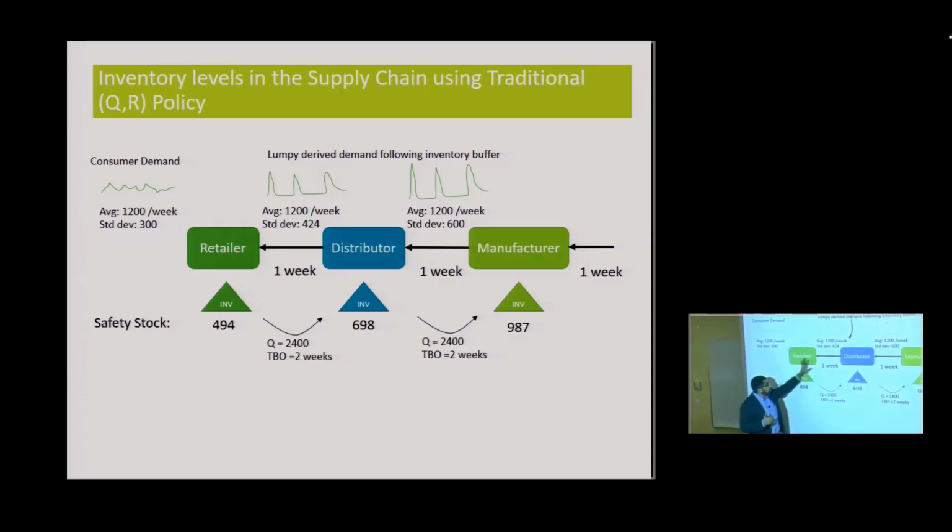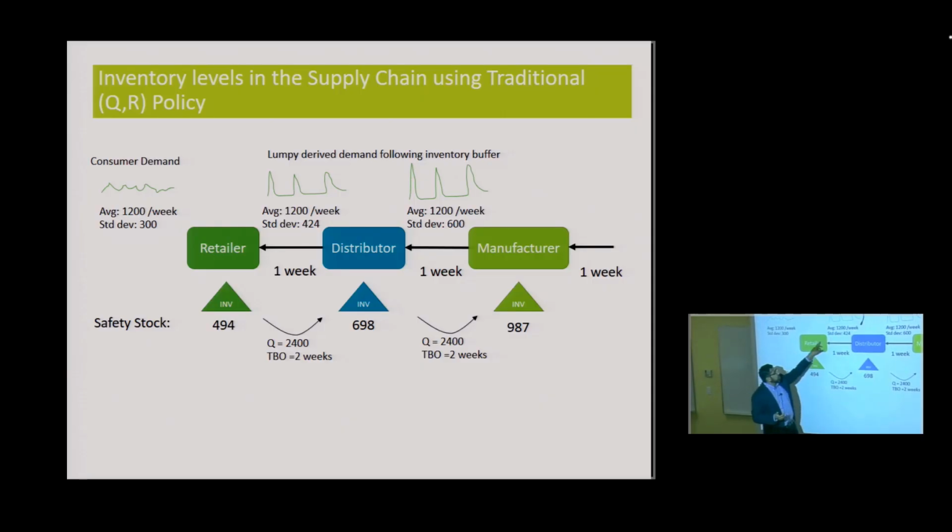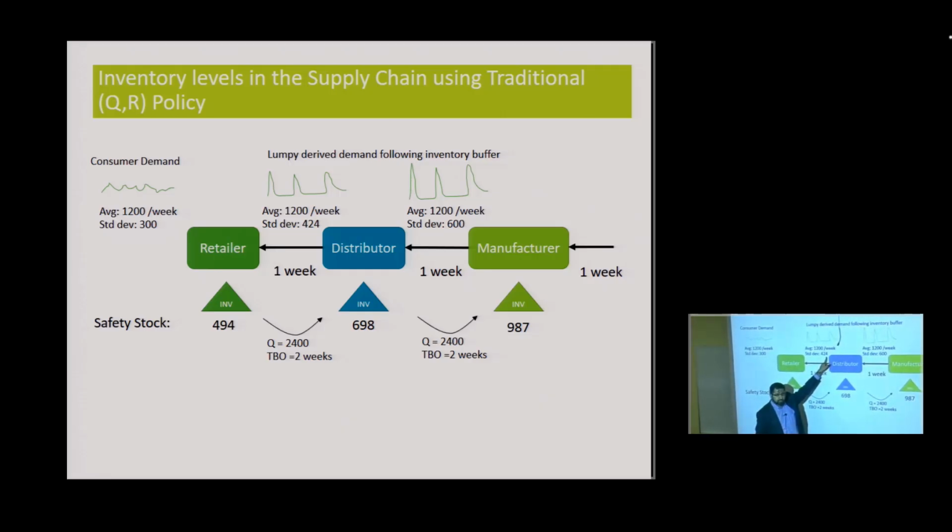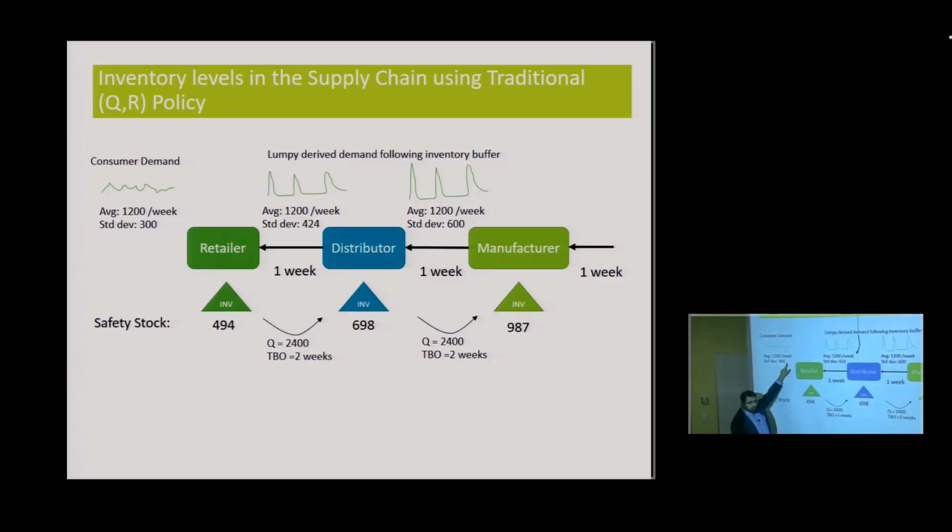Whenever your demand filters through an inventory buffer where you have a reorder point type of system, the standard deviation of the demand is going to increase. This is without the bullwhip effect. Why? Because here customers come and place small frequent orders. The small frequent orders get converted into large infrequent orders here because you have an inventory buffer in the middle.